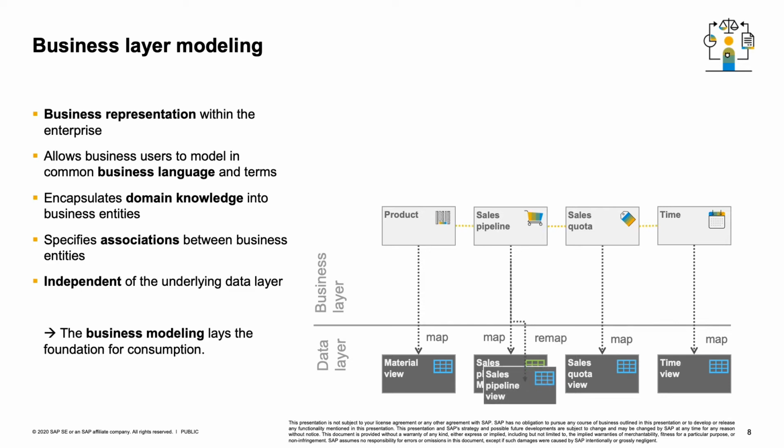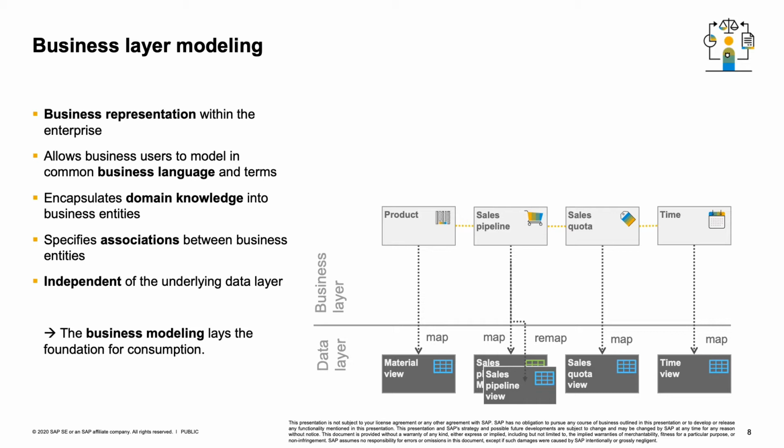And later on, when the IT is ready with finishing their data flows and consolidating the data, you would have the choice to remap and replace your test data set with the real productive data set. And that layer, this independency, this abstraction of the business layer, gives you the flexibility to change and replace the underlying data persistency.